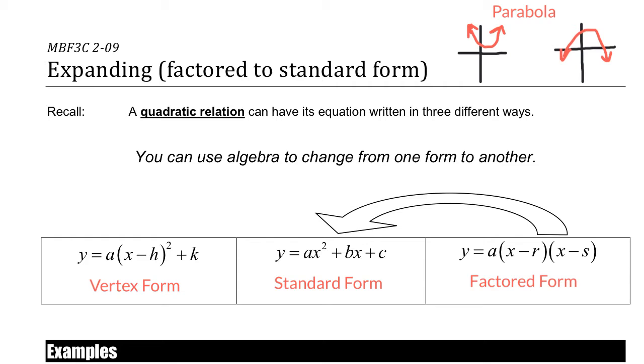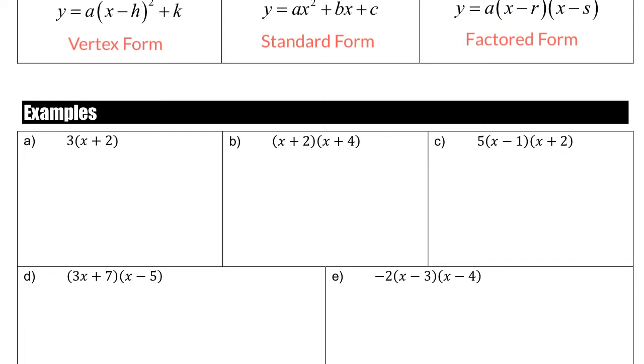The way we're going to do that is called expanding. I just have some examples that I'll work through so you can see how I expand factored form and turn it into standard form. So let's say this is my factored form equation. I have one set of brackets with no exponent written on the brackets, so this is factored form.